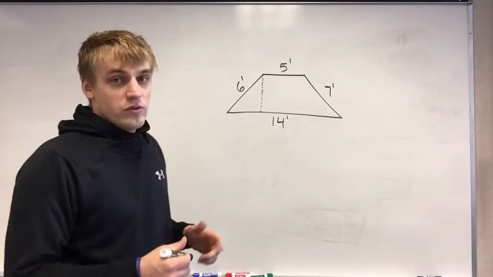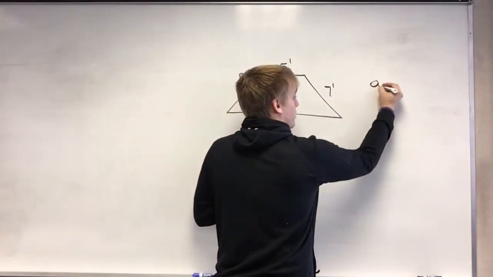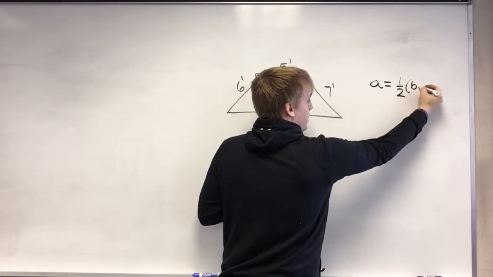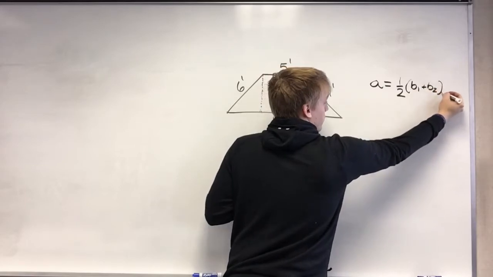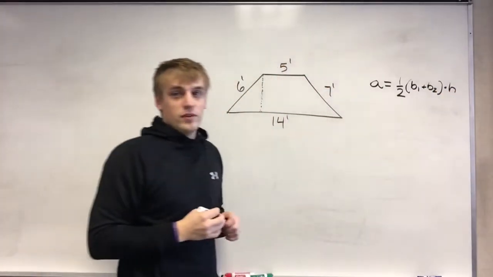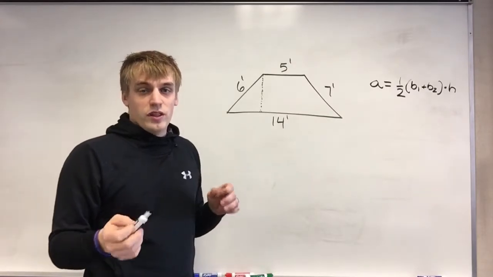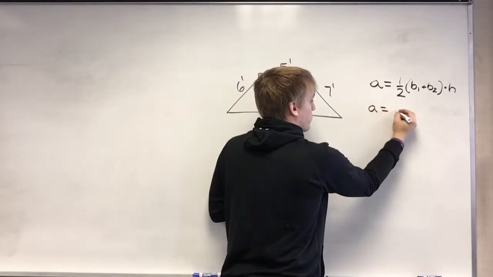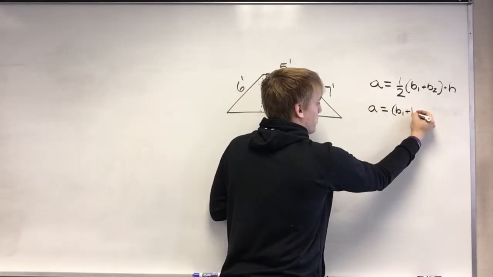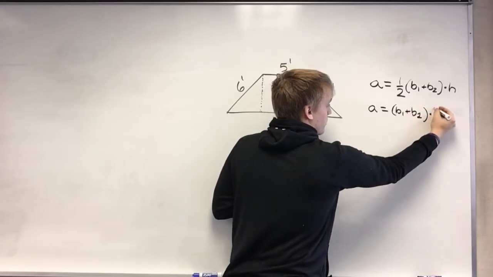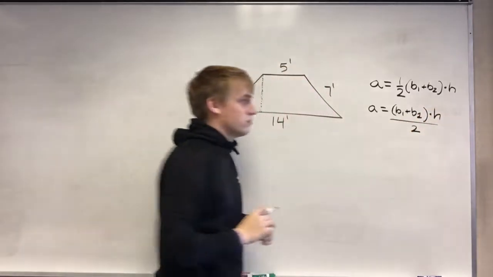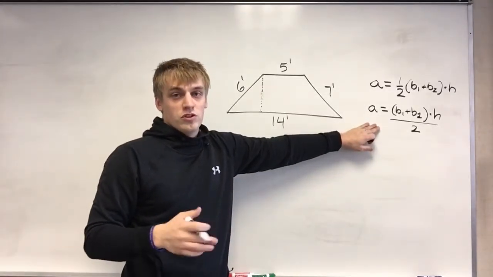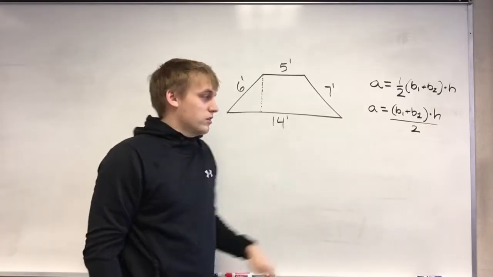The formula that we talked about was area equals 1/2 times base 1 plus base 2 times height. Another way to write that, and the way that I think is easiest to use, is area equals base 1 plus base 2 times height divided by 2. I think this is the one that you'll want to use when you're solving these trapezoid problems. So let's go through this.